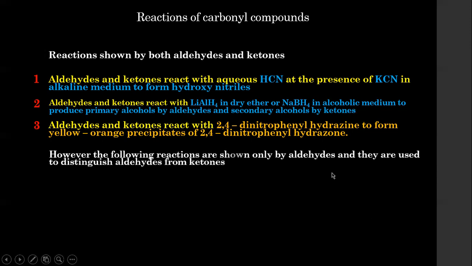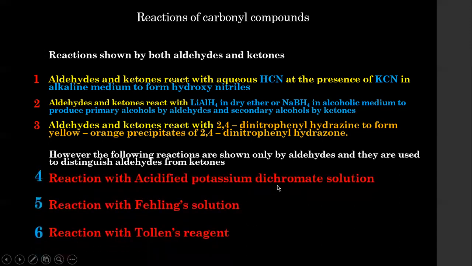In video 2, we are going to discuss only 3 reactions of aldehydes. The importance of these 3 reactions is that we can distinguish aldehydes from ketones using them. You can say reactions with acidified potassium dichromate solution, which we will look into in detail in a while. Reaction with Fehling solution and reaction with Tollens reagent is going to be the third reaction to discuss in today's video.